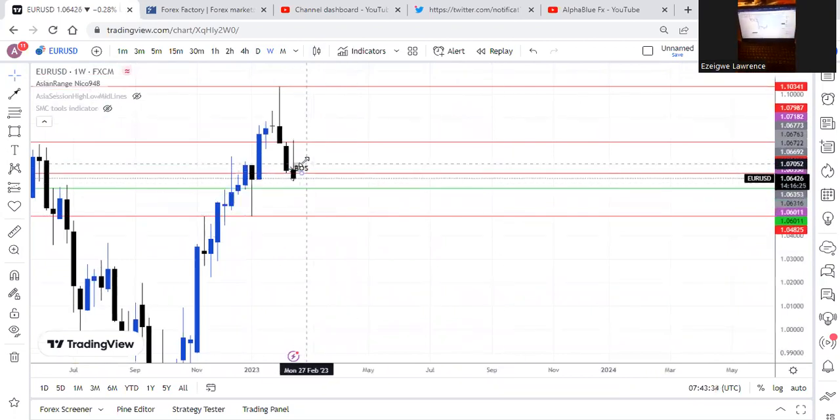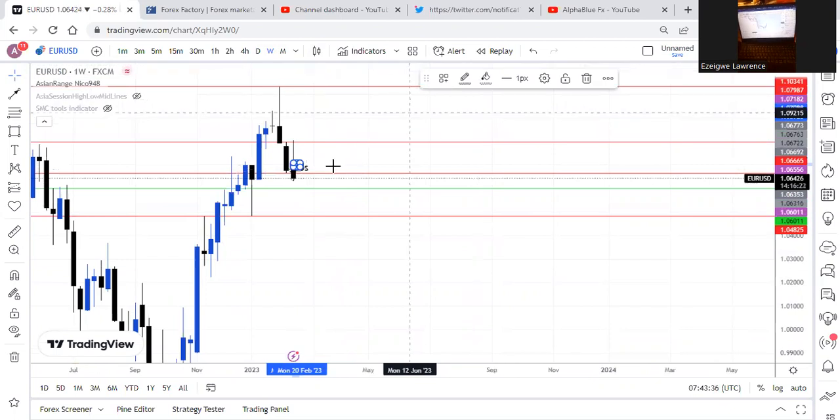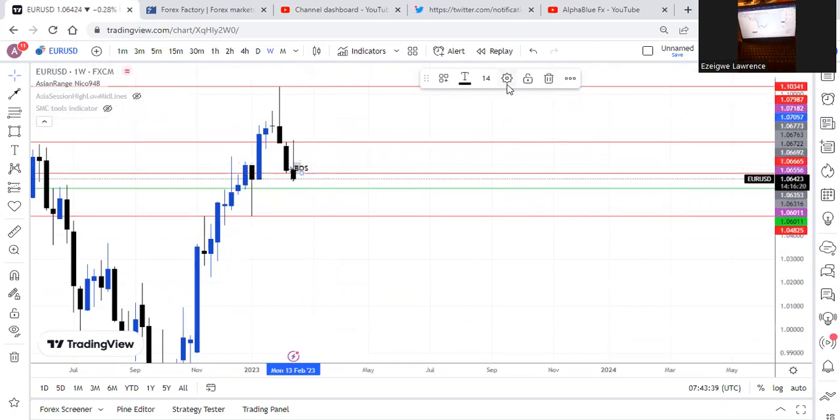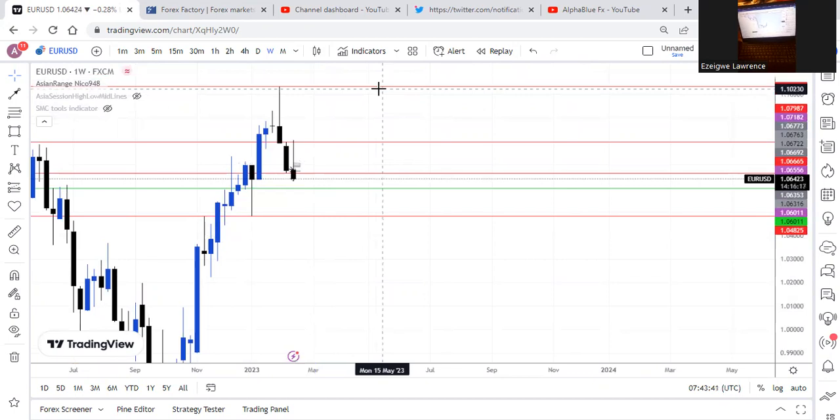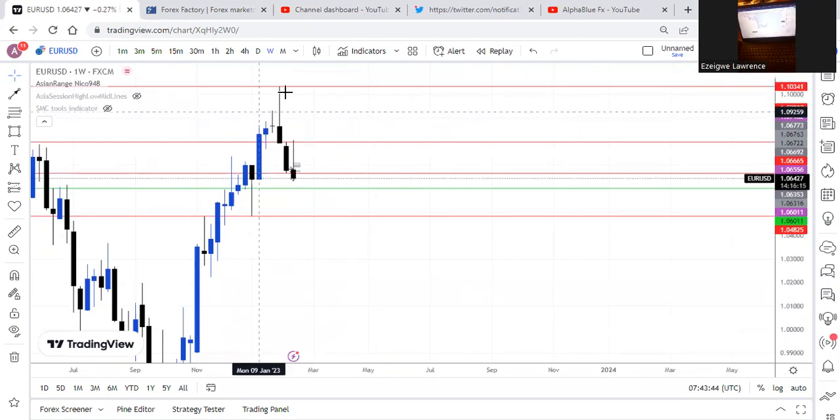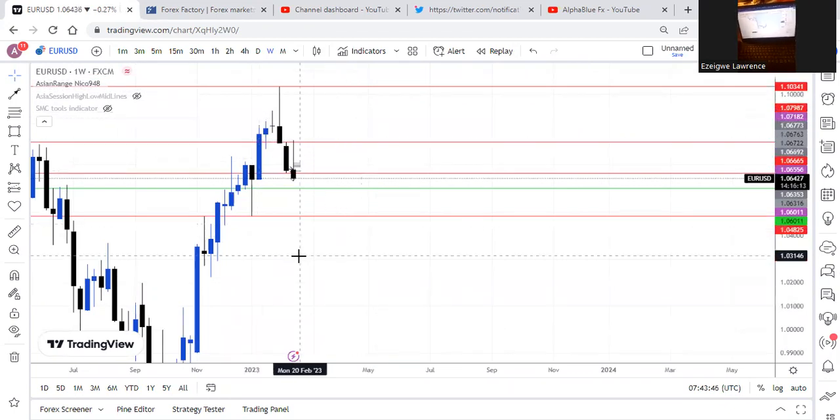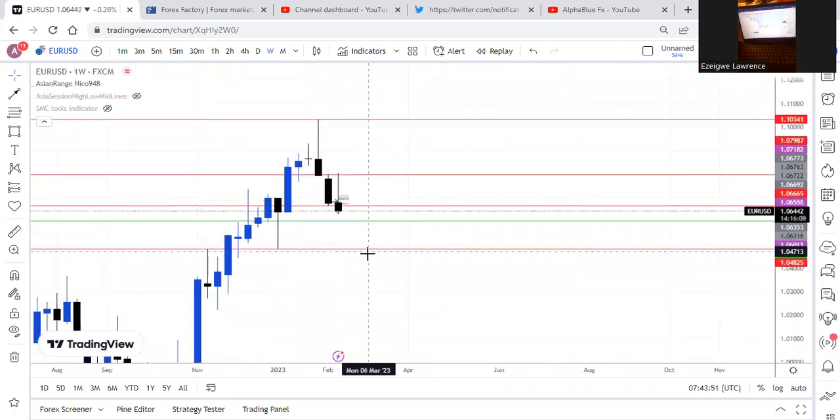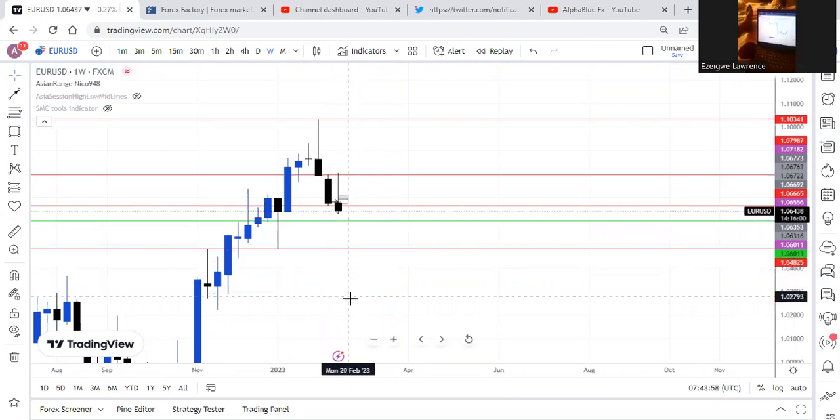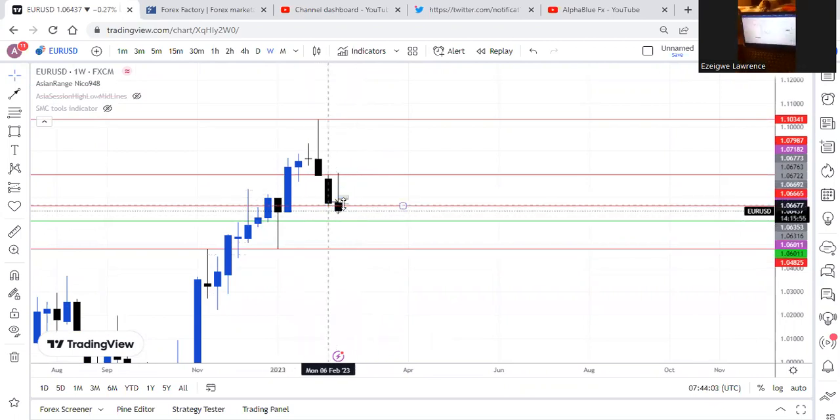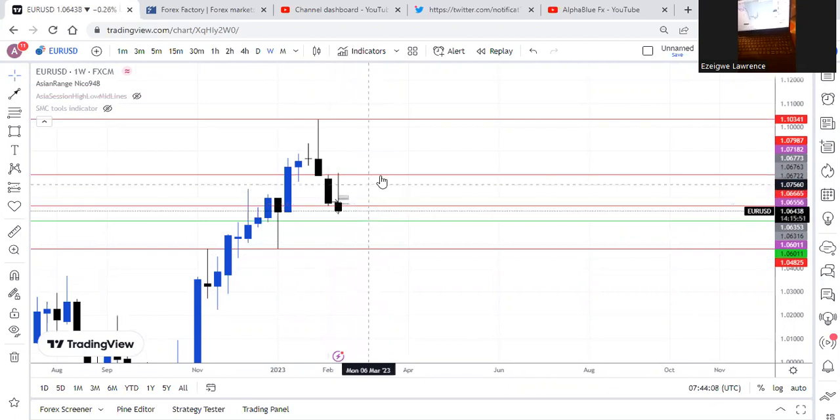These red horizontal lines you see on my screen are the previous week's high and low. See this week, red horizontal line here, this one, this one. So they are the previous week's high and low. I usually watch these zones very carefully because price tends to trade or trend within these levels.